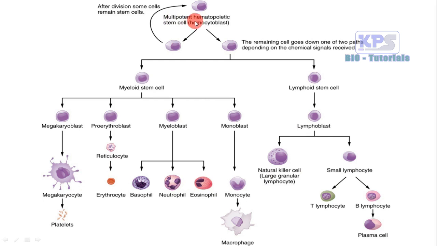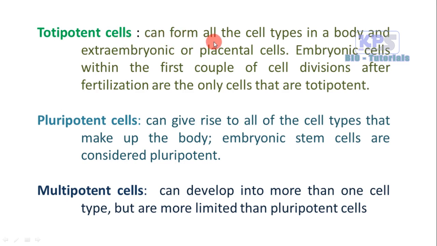You might have heard about totipotent cells, pluripotent cells, and also multipotent cells. What do we mean by this potency? The totipotent cells are the cells which can form all the cell types in our body, including extra-embryonic or placental cells. The embryonic cells within the first couple of cell divisions after fertilization are the only cells that are totipotent. So these totipotent cells have the potency to develop into any type of cells in our body, including extra-embryonic or placental cells. Only a few embryonic cells formed by the division after fertilization are totipotent.